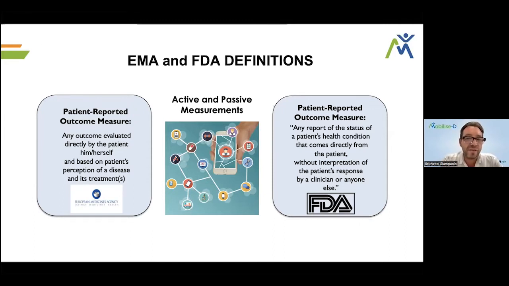It's any report of the status of a patient's health condition that comes directly from patients without interpretation by a clinician or anyone else. So this also opened the way to, let's say, any report of the status of a patient's health condition could be an active measurement using, for example, patient-reported outcomes, but could also be a passive measurement using devices, such as wearable devices, that could directly send a flow of data directly from the patient, without interpretation.